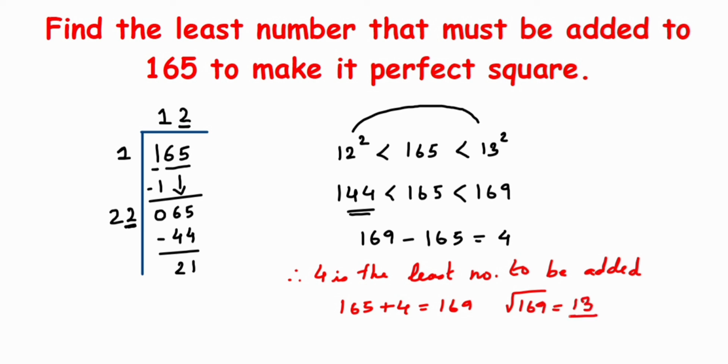That's it. So I hope it's clear. Again, I'll just repeat. Just do the long division method. Whatever quotient you got, you take the next number. So 12 square means the next number is 13. Find the square of that number and see how much we have to add more to get that. That's it. I hope it's clear.